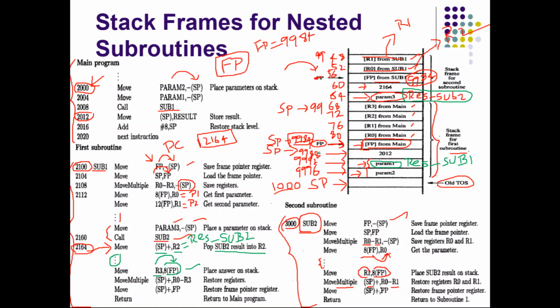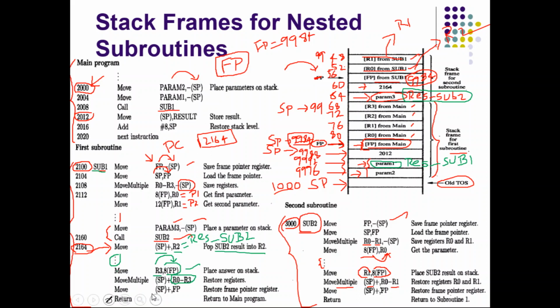But FP is not yet modified. FP is still pointing to 9984. Okay, fine. Again, what we are doing: move SP plus R0 to R3, because no more we need R0 to R3. This subroutine 1 no more needs R0 to R3 because all the calculation was done. Now the control should be returned to the main program.